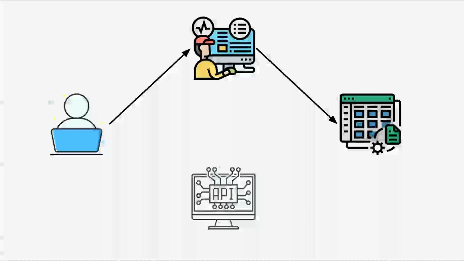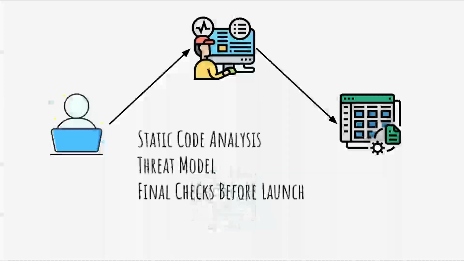A few things that the development team should add during production are static code analysis, which is done multiple times and not just once. A threat model is also needed, and it's important to perform final checks before the application is put out to the public, since testing the final product is most important, because only then is the application complete. Penetration tests come in handy here, as they are used to discover vulnerabilities and then patch them.